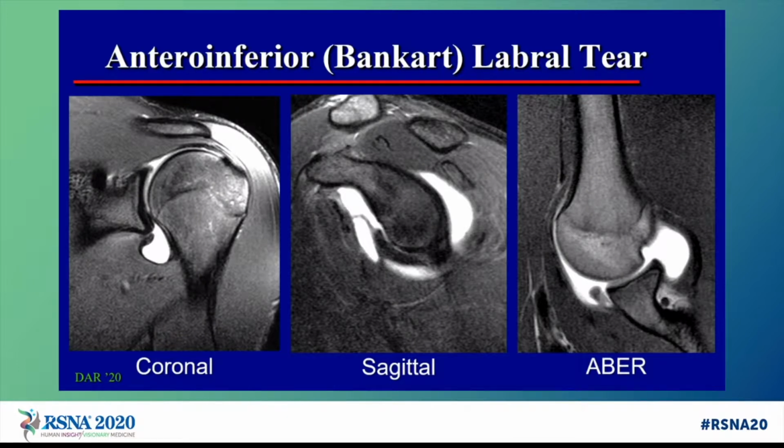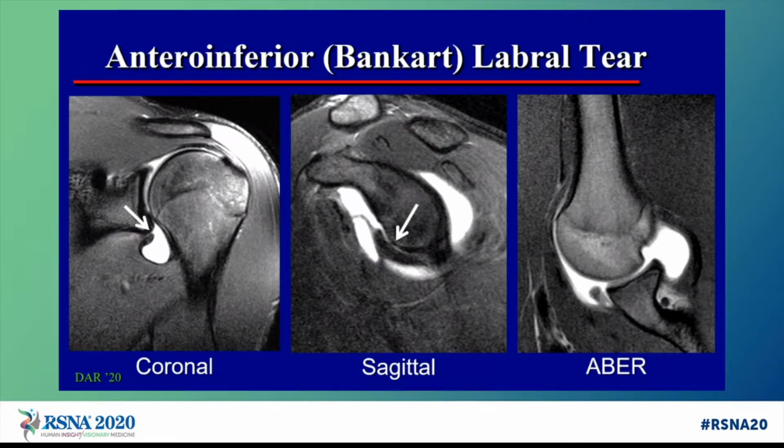So on the coronal and oblique sagittal images, you can always find this structure. That's the anterior band inferior glenohumeral ligament, and follow it back to the labrum. Once you find the labrum, you can now determine, is that attached or detached from the bone, and is it where it belongs? In this case, it's detached and displaced slightly inferiorly.